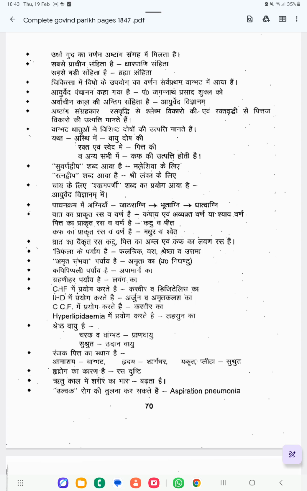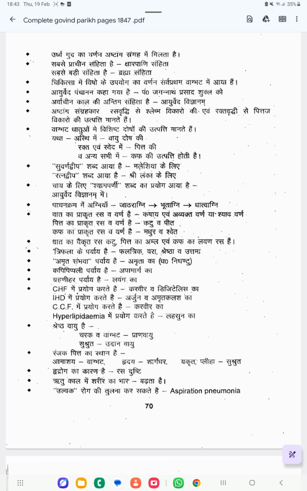Then the prakrita rasa of kapha dosha is madhura. Okay, madhura rasa, the sweet taste, is indicating kapha dosha. And the normal varna is shveda, white discoloration. So wherever you can see white discoloration, that is indicating kapha dosha. Wherever you are seeing yellow discoloration, that is indicating pitta dosha. Wherever you are getting shyama varna, which means a blackish or brown discoloration, these are all indicating vata dosha. Okay, kashaya rasa is the normal rasa of vata.